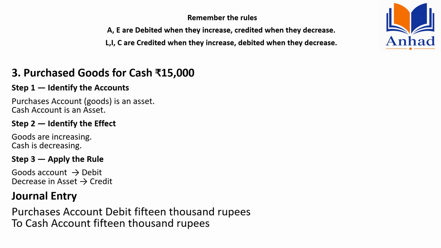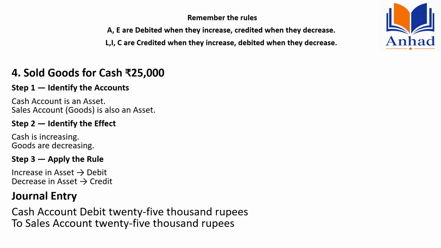Transaction 4. Sold goods for cash worth 25,000 rupees. Step 1. Identify the accounts. Cash account is an asset. Sales account is an asset. Step 2. Determine the effect. Cash is increasing. Goods are decreasing.